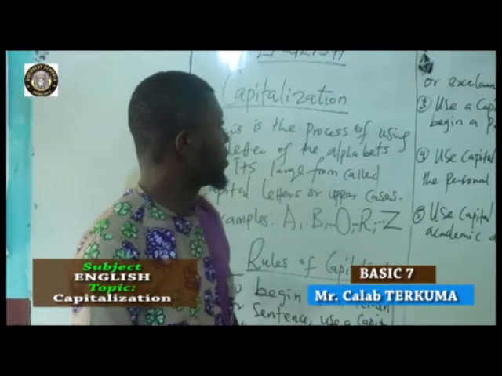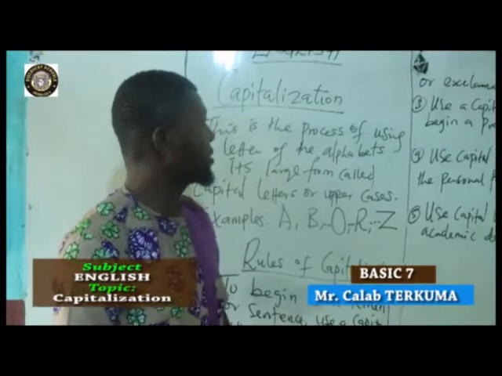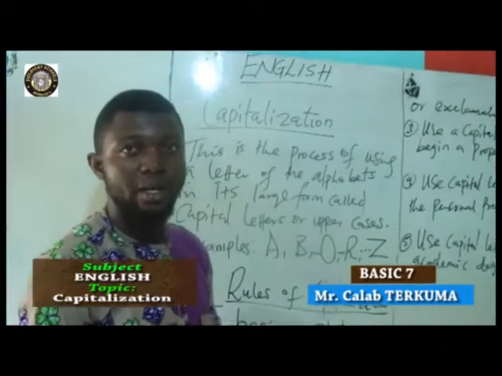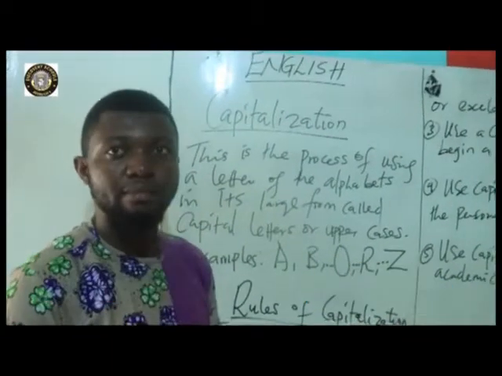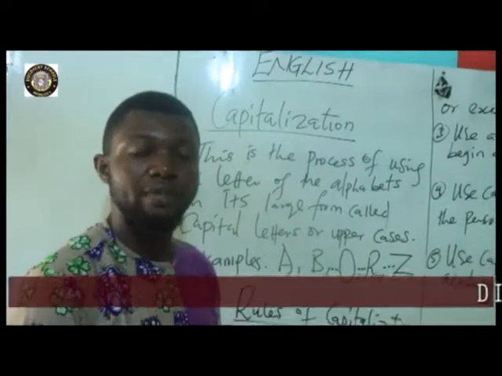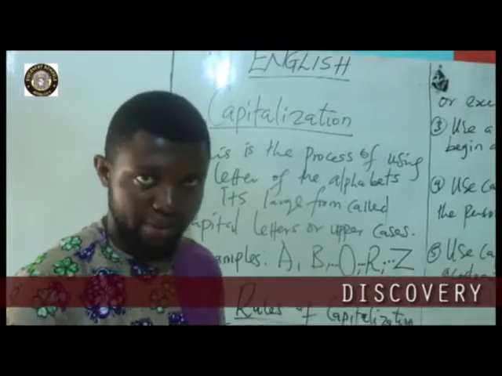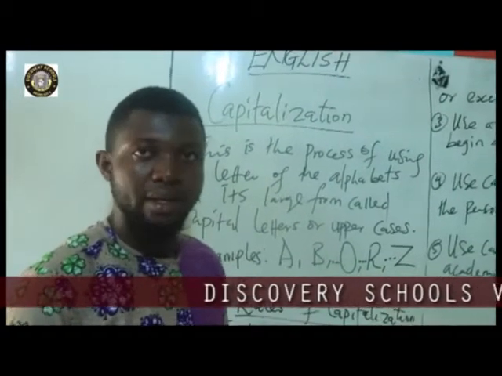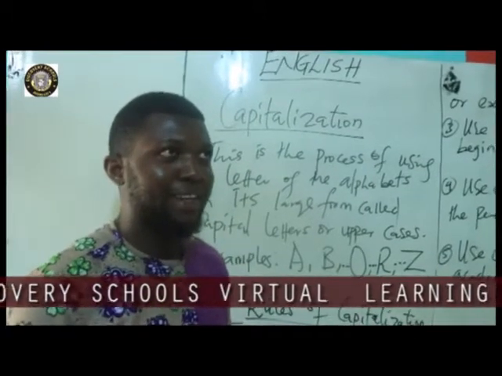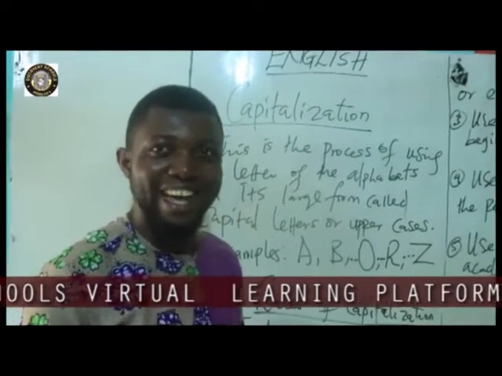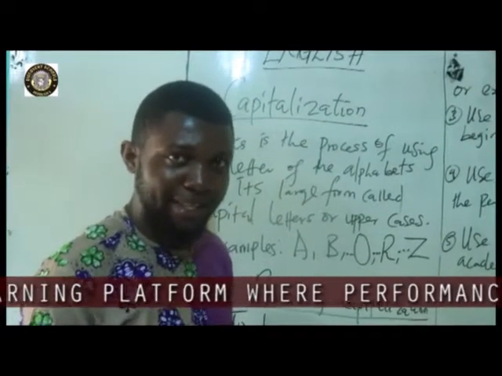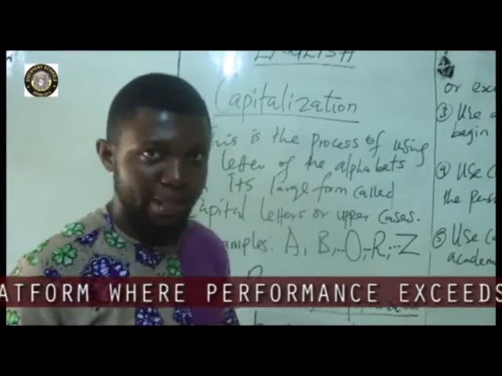Basic 7, we will quickly be examining what we call capitalization. In your junior classes, primary 5, 4 and downwards, you were introduced to letters, both the capital letters and the smaller letters. And I think you can still remember capital letter A, small letter A, capital letter B, small letter B, and so on and so forth.